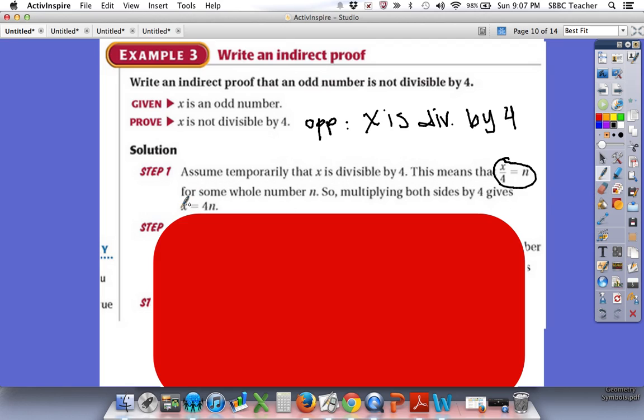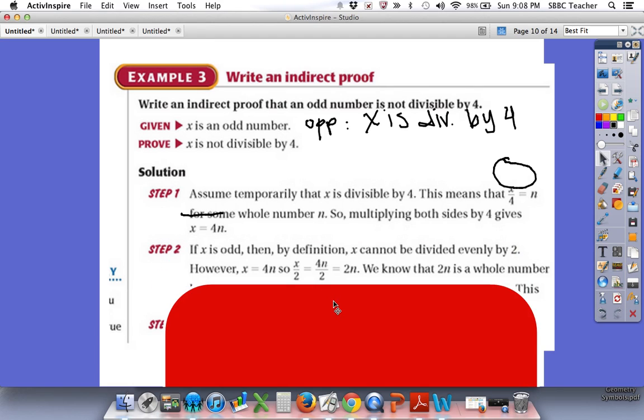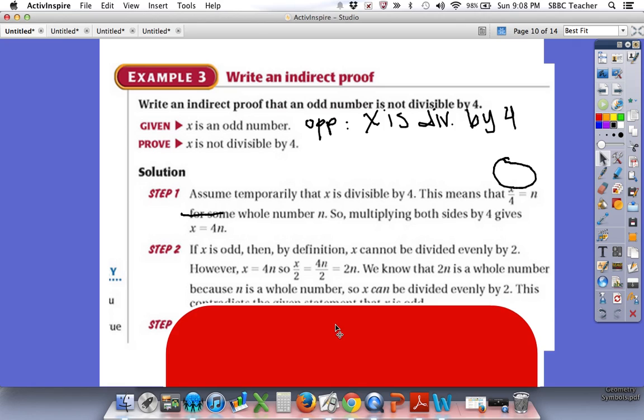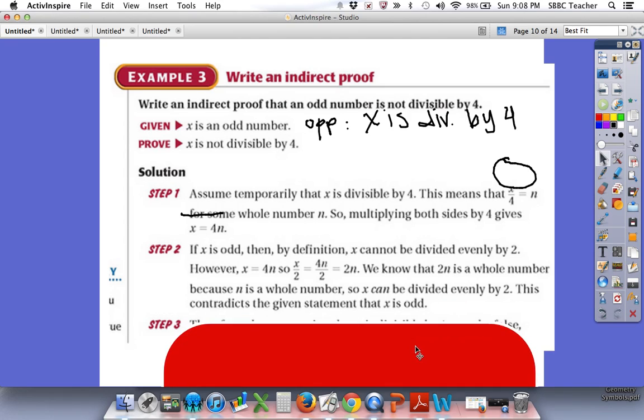Now, based on this equation, we need to show a contradiction. We are given that x is an odd number. So, in step 2, we see that if x is odd, then by definition, x cannot be divided evenly by 2. That means x cannot be divided by 2. However, according to step 1, x equals 4n. So if we divide x by 2, we're really dividing 4n by 2. 4n divided by 2 is 2n. We know that 2n is a whole number because n is a whole number. So x can be divided by 2. This contradicts the given statement that x is odd.